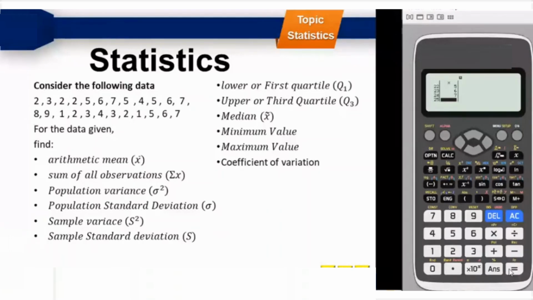I will tally the values so that just in case I have missed out on anything, I do not make a mistake. 2, 3, 2, 2, 5, 6, 7, 5, 4, 5, 6, 7, 8, 9, 1, 2, 3, 4, 3, 2, 1, 5, 6, 7. I think that is correct.